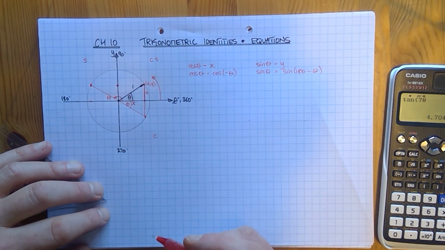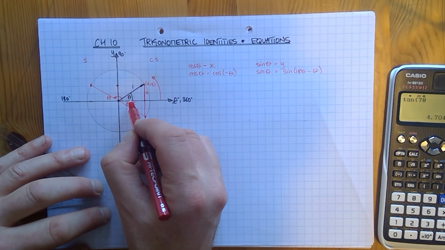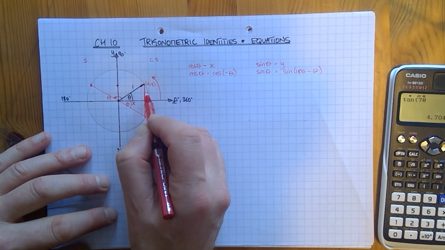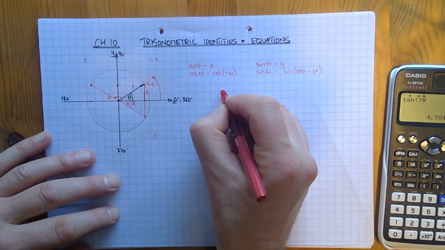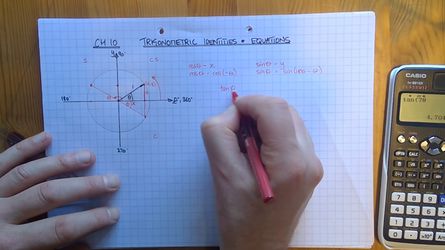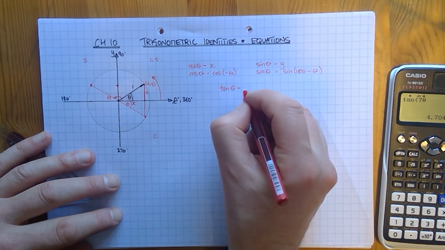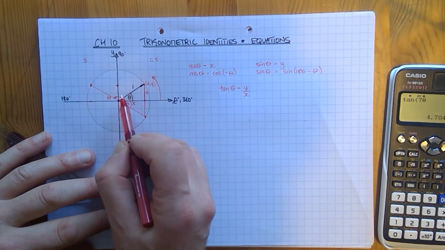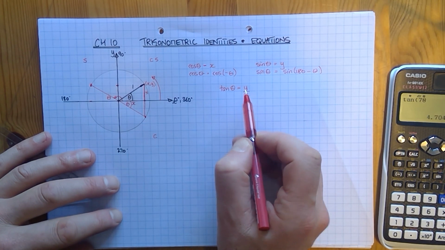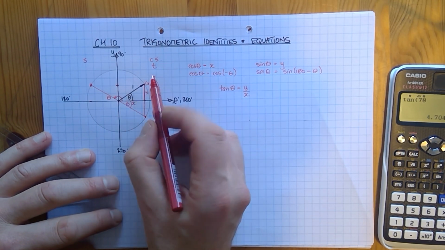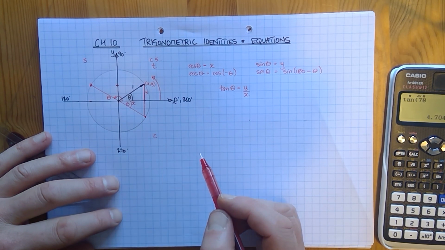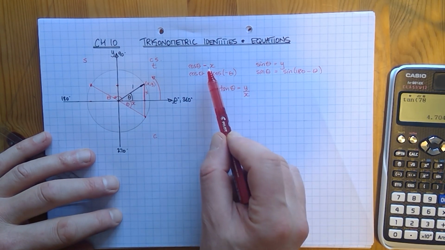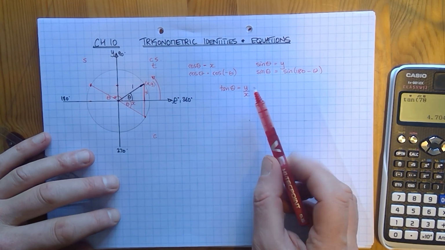Right, let's deal with tan. Start with the same angle, theta. Tan is opposite over adjacent. So tan theta is opposite over adjacent, y over x. In this quadrant here, both y and x are positive. So tan is positive in this quadrant. As you can see, tan's a little bit more complex than cos and sine.